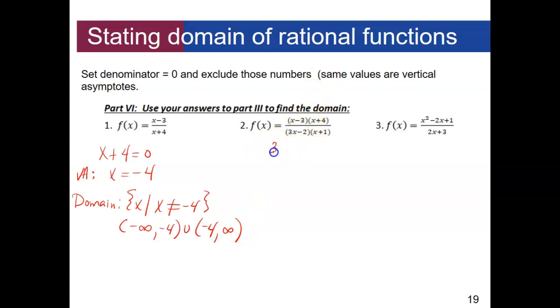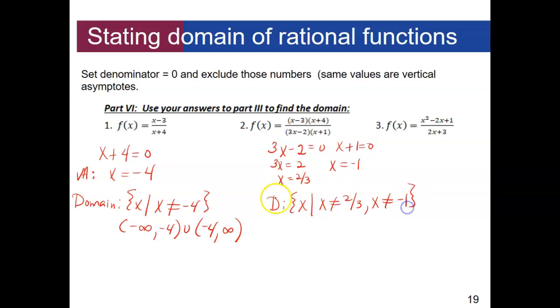Here, we'll do the same thing. 3x minus 2 equal to 0, and x plus 1 equal to 0. So we get 2/3 and -1. Those will be our asymptotes. So our domain is going to be x is not 2/3 and x is not -1. Or as interval notation, -infinity to -1, -1 to 2/3, and 2/3 to infinity.